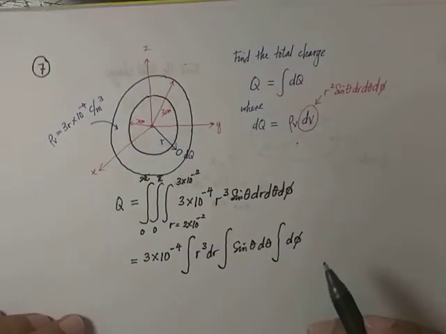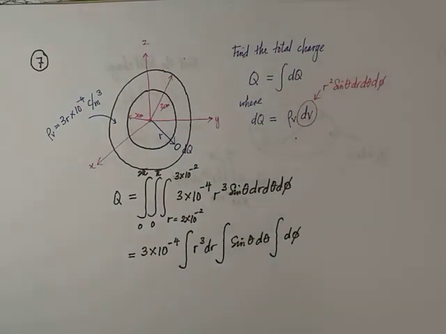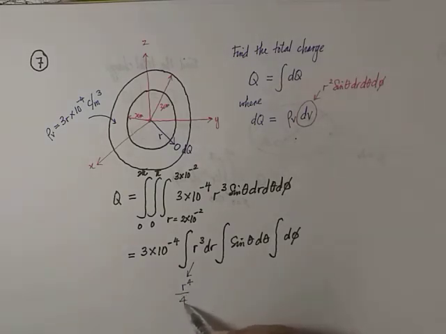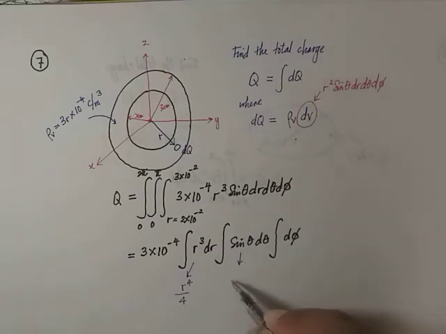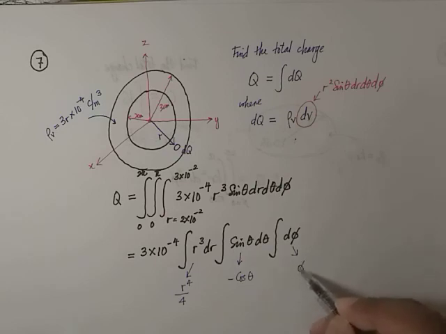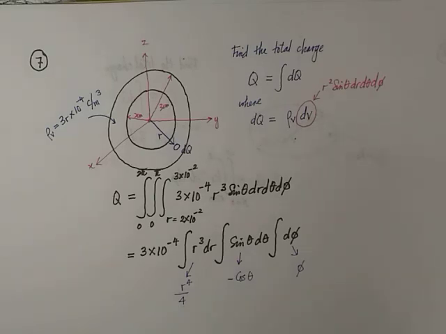Now, if you do it properly, this will give us r to the power of 4 over 4, this will give us negative cos theta, and this will give us phi. With that, you can substitute the numbers into the solutions of the integration and get the final solution. Okay, so that's the example.